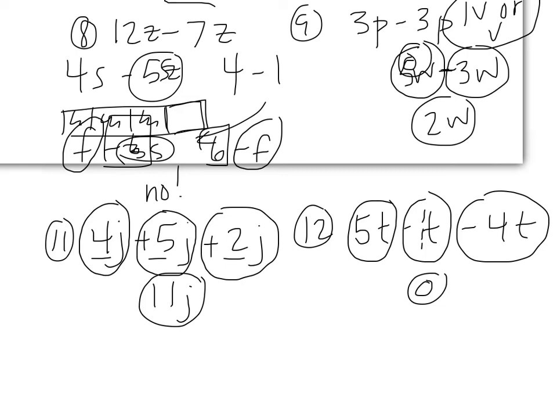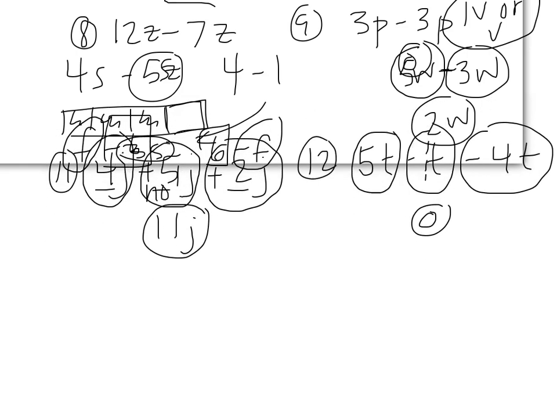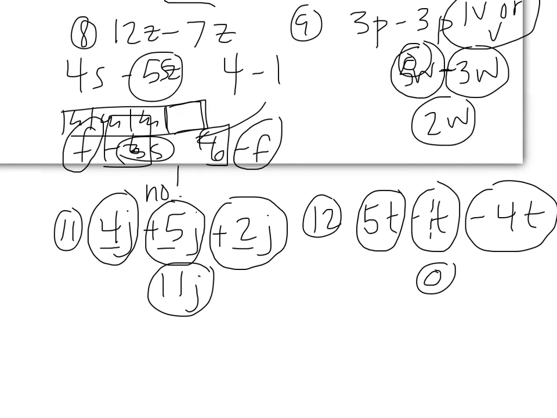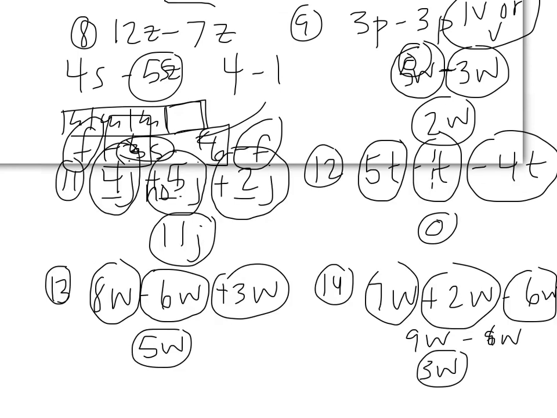So I'm going to scoot down and make a little extra room for myself, and I want you to try 11, 13, and 14, and then I'll put them up here. Okay, so for number 13, they're all common terms. 8 minus 6 is 2. 2 plus 3 would give me 5w. Same thing for 14. 7w plus 2w is 9w, and 9w minus 6w is 3w.